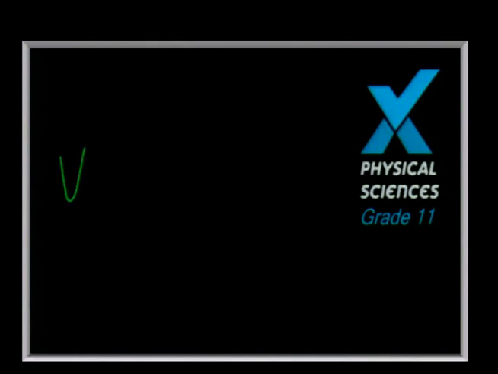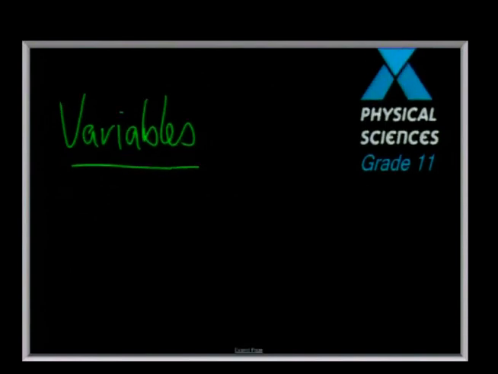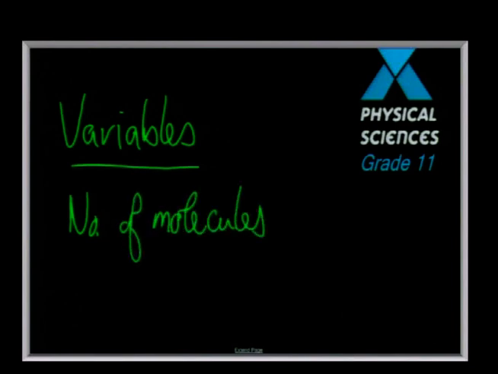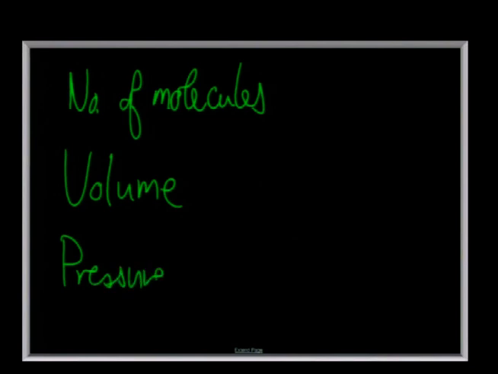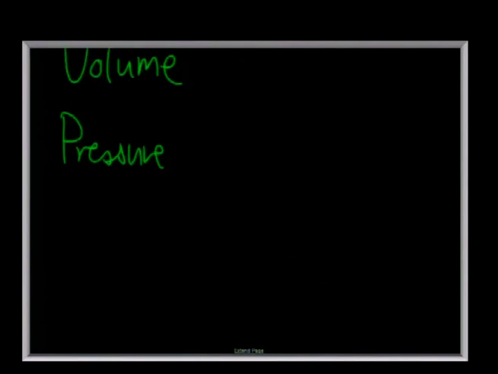So the first thing that I want to just talk about is the idea of variables. Variables are things that can change. So when we're talking about gases, the variables that we often talk about are the number of molecules. So I'm going to just abbreviate that, the number of molecules. We're also going to talk about the volume of the container. We're also going to talk about the pressure. And lastly, as I've just mentioned, we're going to talk about temperature.